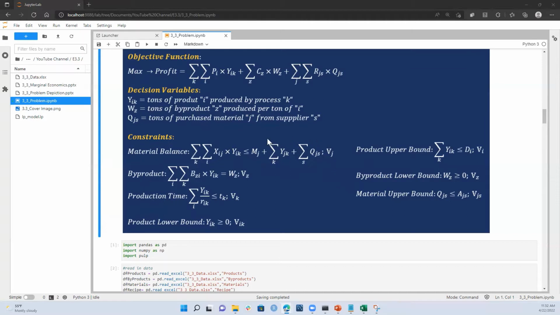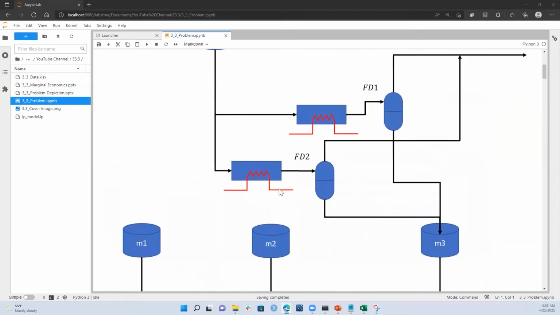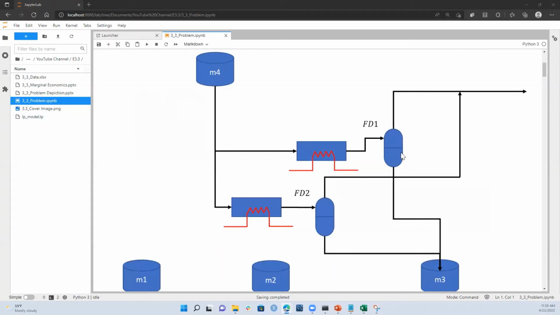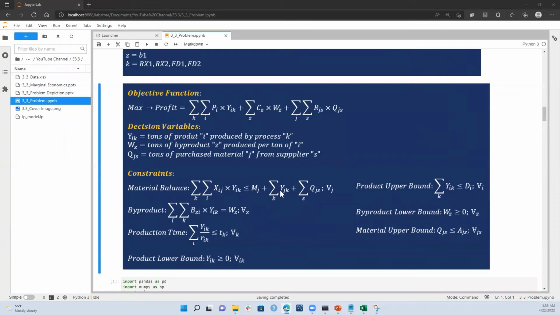And that is made up of three different contributions. So the material available is the summation of our M sub J, which is the opening inventory or on-hand inventory of material J, plus any material J that we produce upstream. So Y sub JK is the amount of material J produced on machine K for all machines in set K. So if we recall our depiction up here, there's only one serial process, which is the production of material 3 from flashing units 1 and 2.